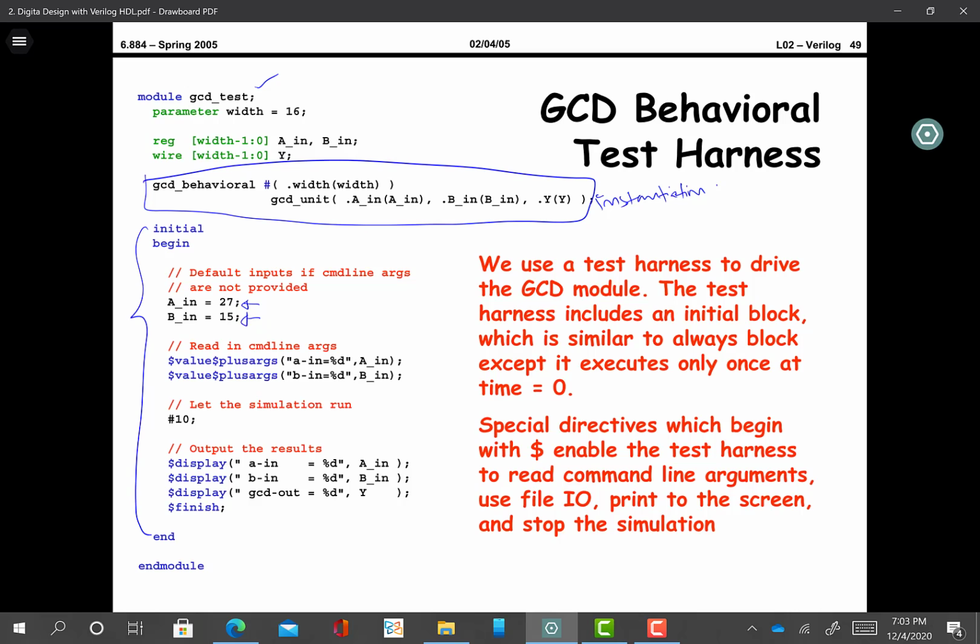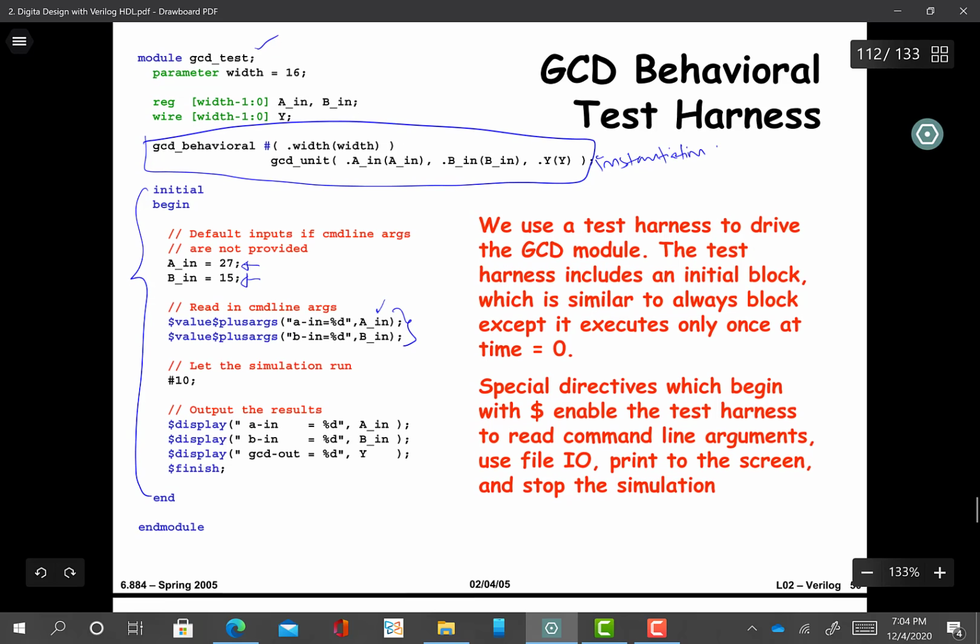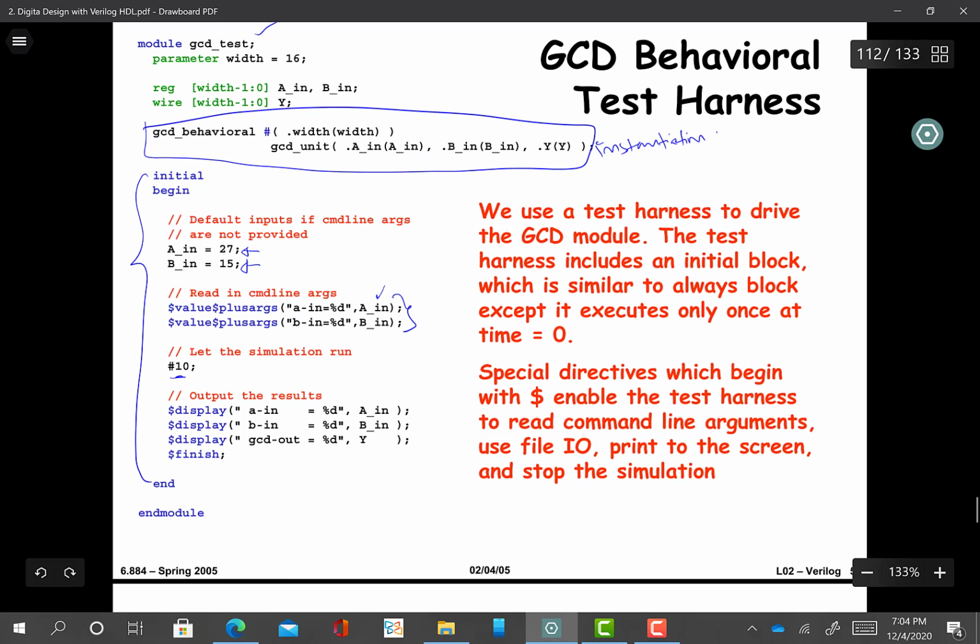And you see there are system directives. These system directives read from the command line. $value$plusargs, if you use this, will give you a prompt, a black screen, and it will ask you to enter the value. So this is from the command line. When you want to execute this code, you can write the name of the executable and plug it in with values. Then you insert a delay and then you display. Here are the inputs, then you apply the algorithm, and here are the outputs.